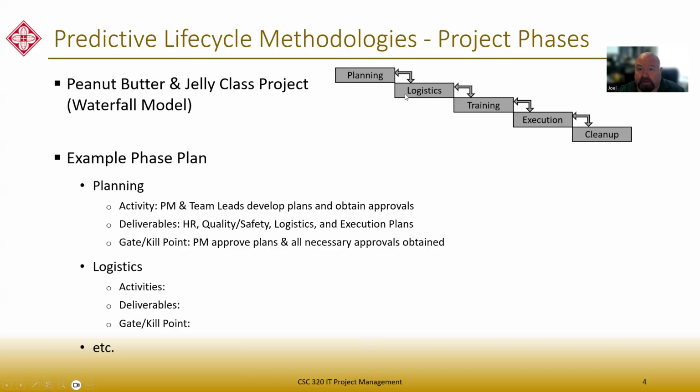So what's the next phase? Logistics. All right, I'm going to describe the activities, what's being done and who's doing it. What are the deliverables? What is the thing that is going to be produced when I'm done with this phase? What's the evaluation criteria to get me out of that phase? What's the gate or kill point or exit criteria, whatever you want to call it? And I do the same thing with training and execution and cleanup.